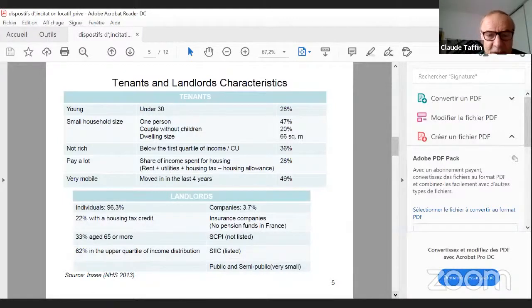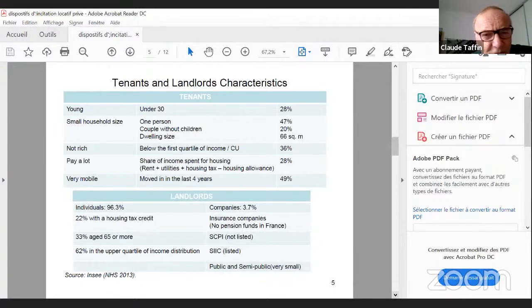The main characteristic of landlords is that they are almost all individuals. We have a few insurance companies. They used to have a large stock in the 60s and 70s, but they all went out. We have no pension funds, and we have some REITs. The acronyms that you can see, SCPI and SIIC, are two different forms of French REITs. But as with most REITs, they invest mostly in commercial property and very little in housing, even though they can benefit from the tax incentives which are for individuals.